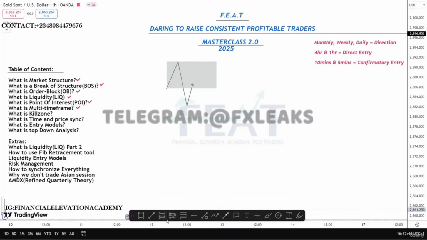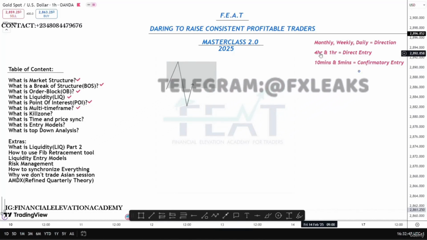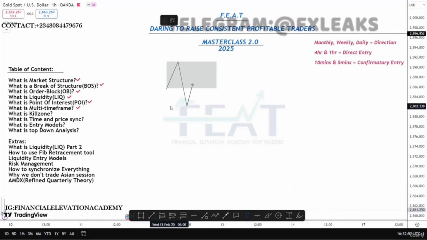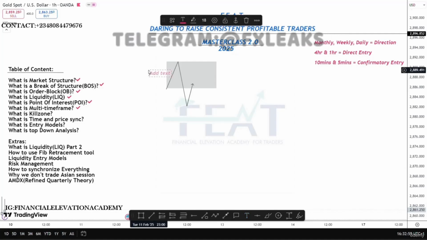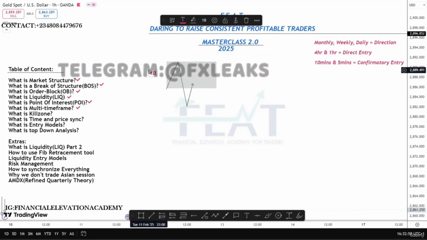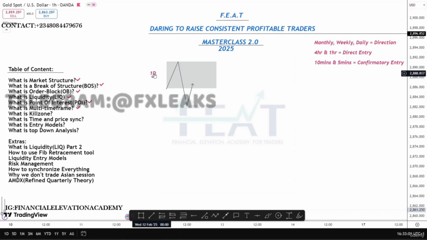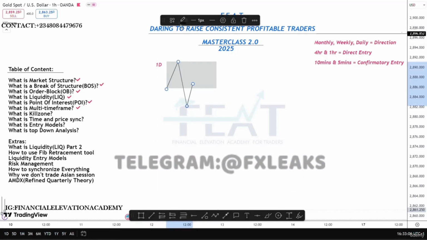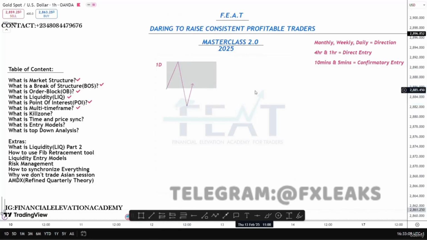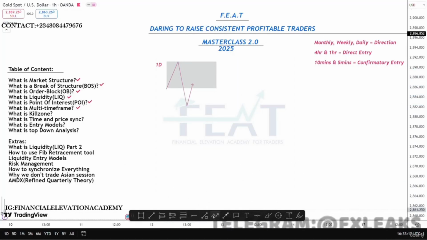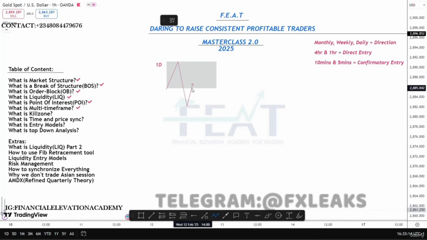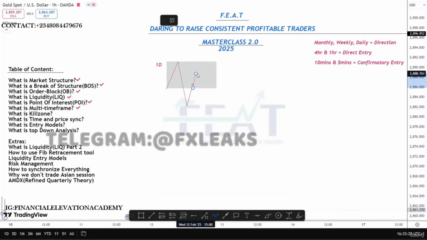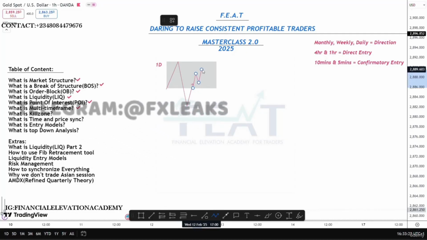Now, what you want to see happen is, if this is the daily chart, let's say, yes, this is the daily chart. You want to see, let me make it red, 1 hour or 4 hour come into the order block and do something like this, break of structure.